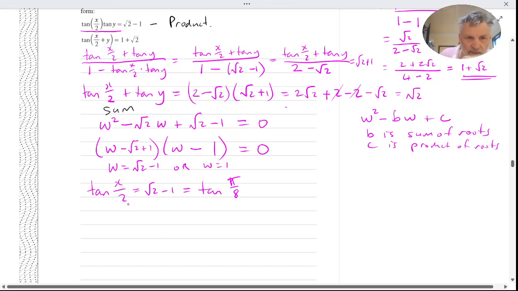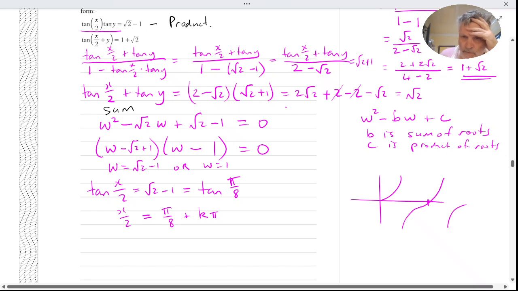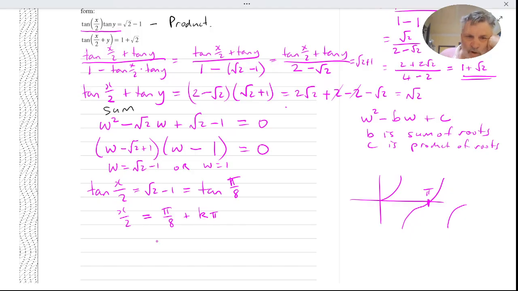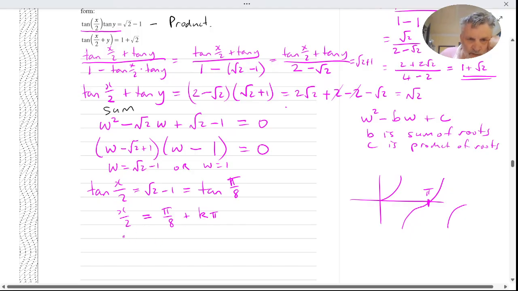And that means that these two angles have to be the same, or for tangents, they differ by a multiple of pi. Tangent graph just goes like this, and this is pi, so it repeats every pi. So we add on some arbitrary multiple of pi, that could be the same as well. So that tells us x is equal to, multiply by 2, pi over 4 plus 2k pi. So 45 degrees plus multiples of 2 pi.